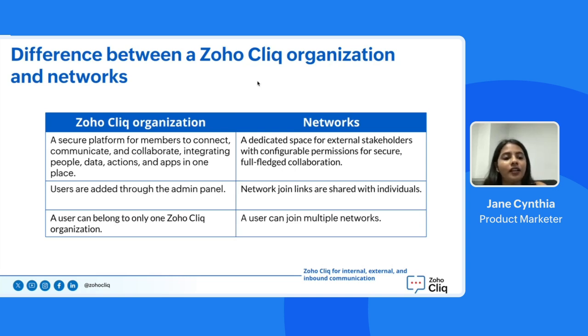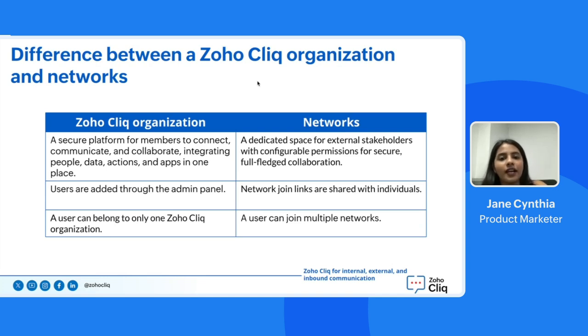On the other hand, a network is a dedicated space to collaborate with external business stakeholders such as partners, vendors, advertising agencies, consultants, or volunteers, and more. It equips you with an extensive set of configurable permissions to facilitate controlled, secure, and full-fledged external collaboration without disturbing your internal communication setup. Here, network join links are generated and shared with the users so that they can join your network, or admins can add users from the network's admin panel too.